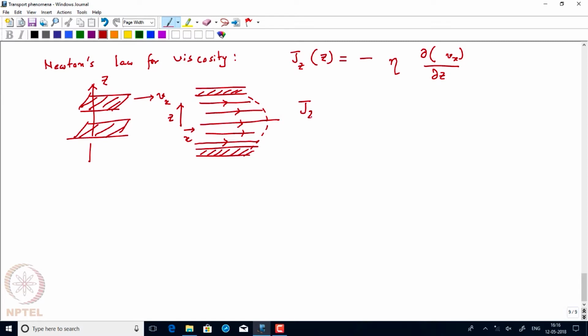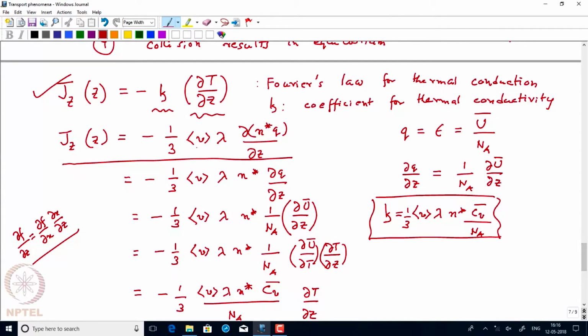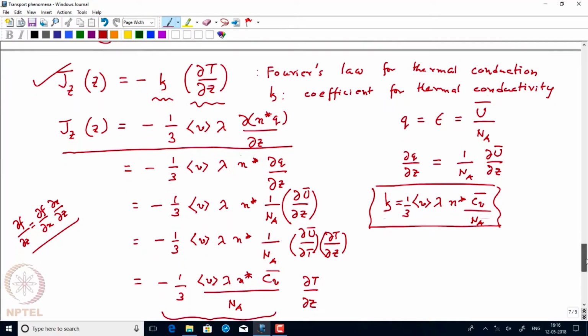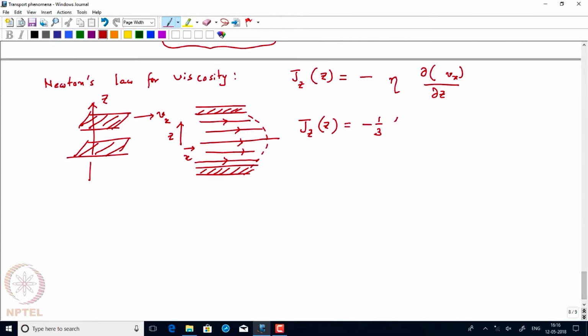Now let us just write it. What is the flux along z? It is rather straightforward, the viscosity equation. In our notation it is minus 1/3 V average lambda, and then you had del n star Q, and we can just write it like this, del n star Q over del z.